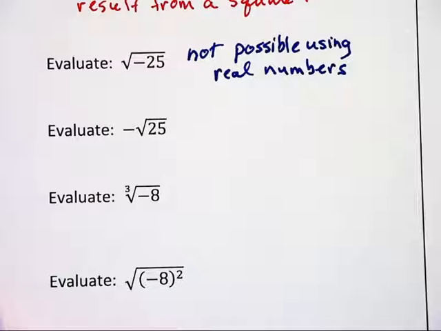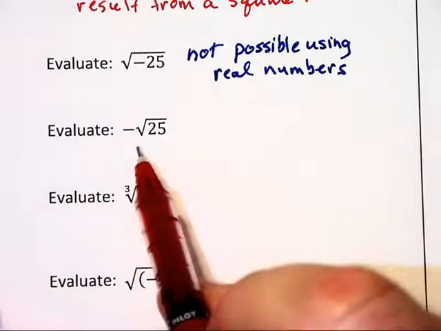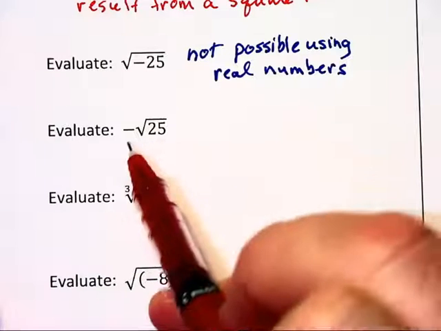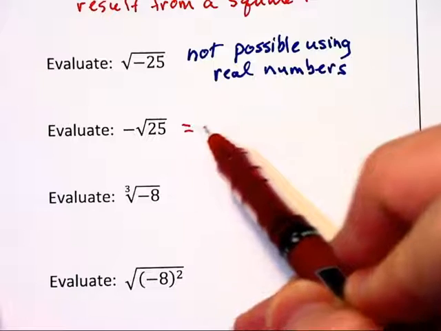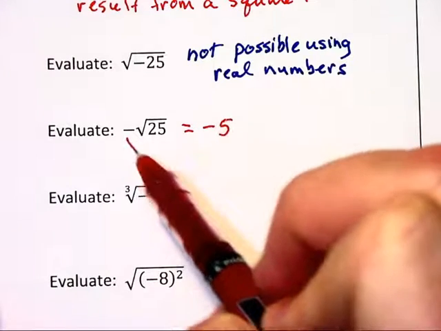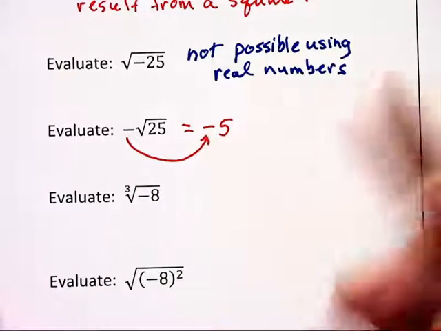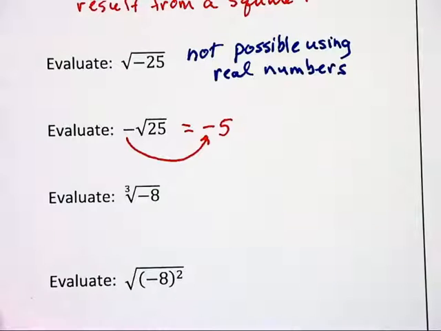Now, can we have an answer to a square root that's negative? The answer is yes, and that we see in this next problem, because this is a negative 1 times the square root of 25, which gives us negative 5. The negative is not the answer of the square root. 25 square roots to 5, and the negative gets attached later.